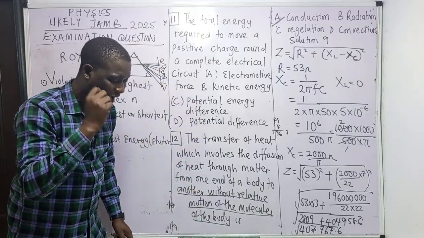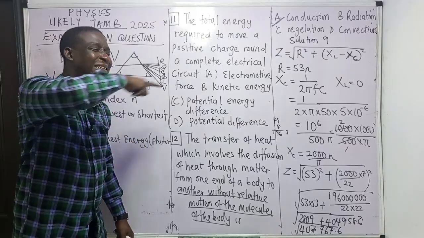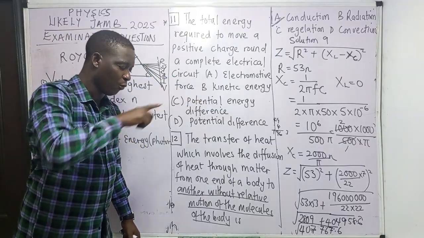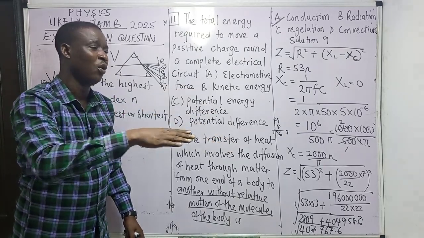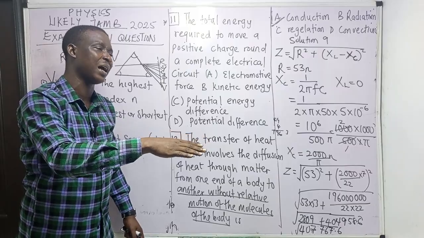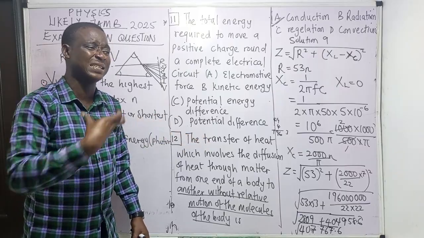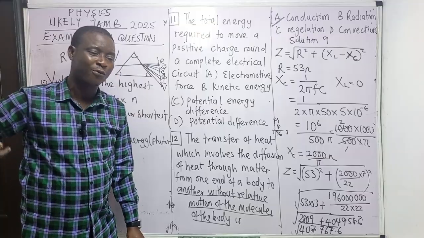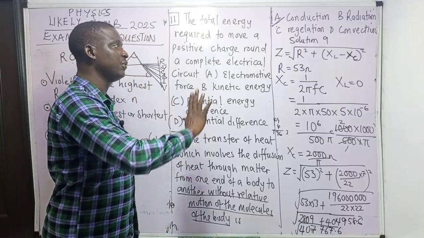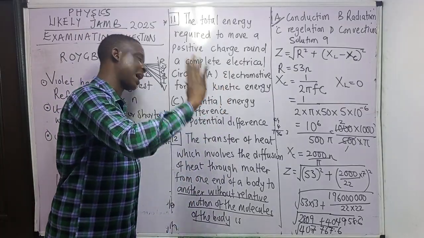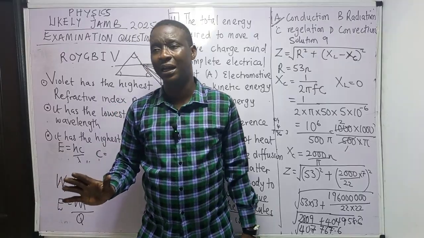So in that case, when the molecules are not relatively in motion with the body, it means that the body is not even involved in the movement of the heat transfer. It's only being used as a medium by which heat transfers from one end to another. So that is how we know the difference between conduction and convection. I believe you enjoyed the class.